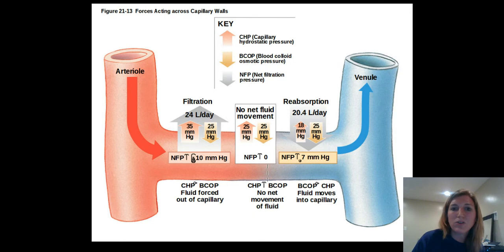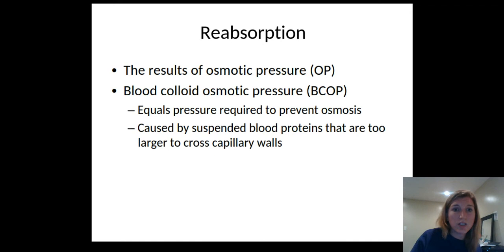You don't need to know numbers here, but if I gave you a scenario and I said on the arterial end, the capillary hydrostatic pressure is 35 and the blood colloid osmotic pressure is 25, what would you expect would happen? You should say, well, hydrostatic pressure is higher than osmotic pressure, so it'd be filtration, right? So you should be able to associate those terms together. That reabsorption is the result of, again, the osmotic pressure being higher than the hydrostatic pressure. So it's going to help pull stuff back into the venule side.